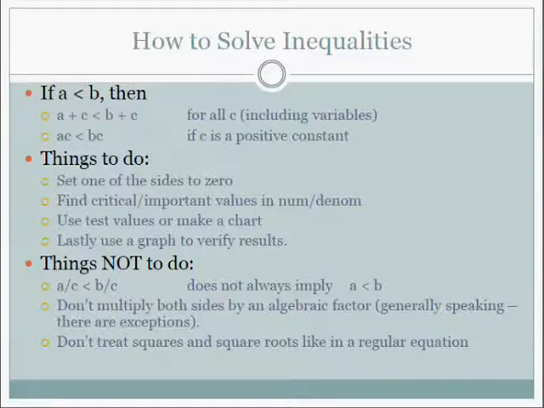So in general, how to solve an inequality. If we have two numbers, a and b, and if a is less than b, what are the things that we can do? We can add or subtract something to both sides, just like a regular equation. That does not change the sign of the inequality. Likewise, we can multiply both sides by a positive number, and that does not change the sign.